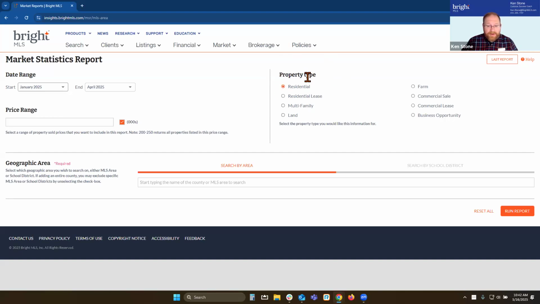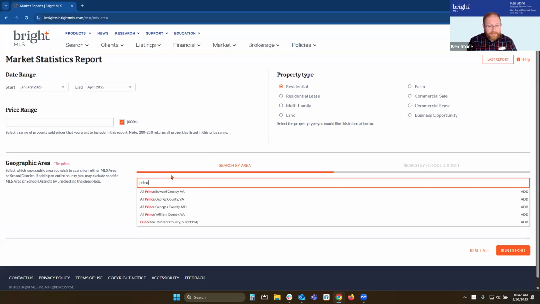Now, I'm going to keep us within our residential market, but the area that is going to be required is going to be our geographic area. In this case, I may want to look into, we'll say, Prince William County. Of course, I'm going to start typing that in. I'll see all of those areas in this area. Now, I can find Prince William County here.